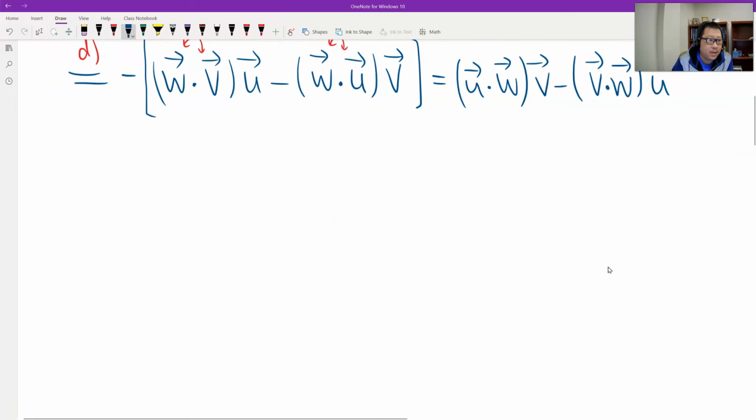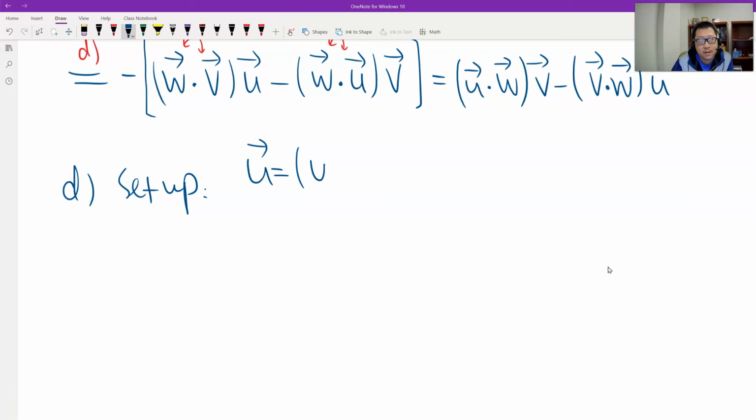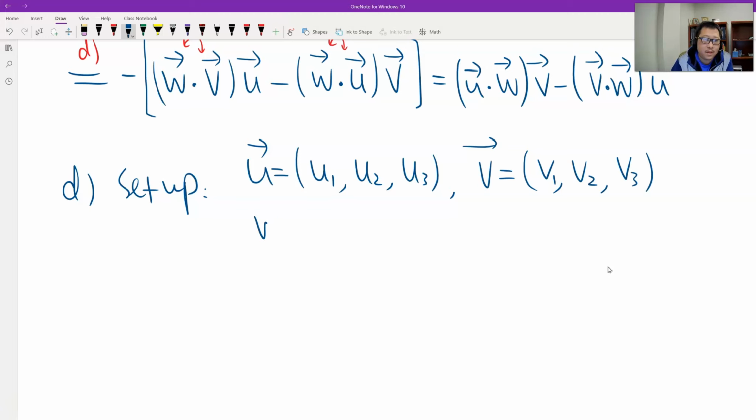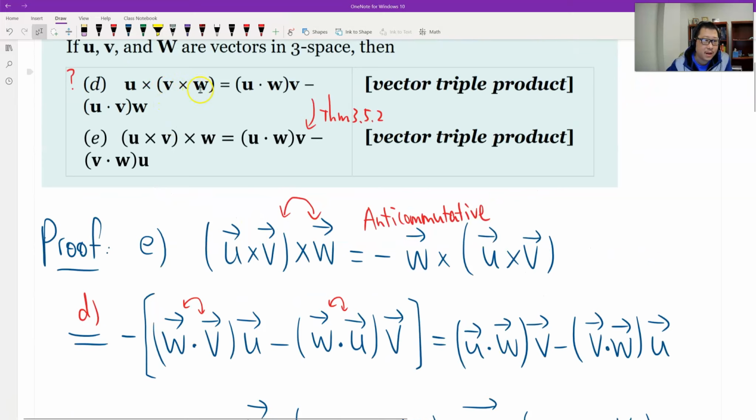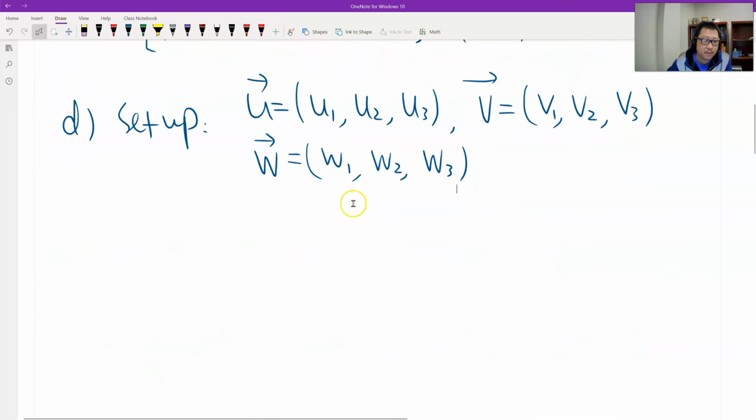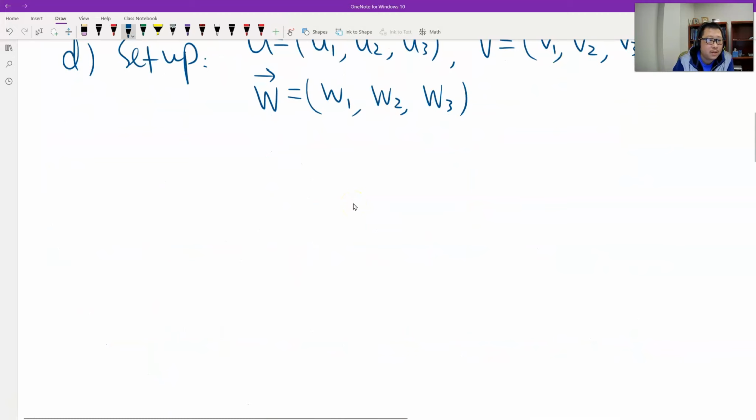So now here is D. We verify D. First, let's set up. U is U1, U2, U3. Of course, V vector is V1, V2, V3, and W is W1, W2, and W3. Then we do the calculation. We calculate V cross W. What is V cross W?